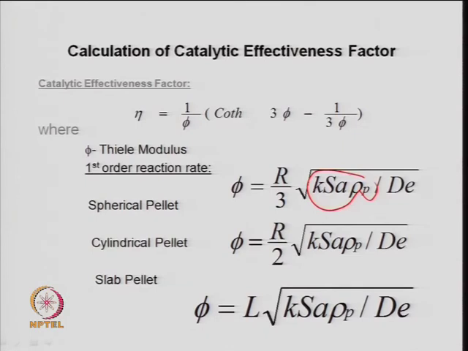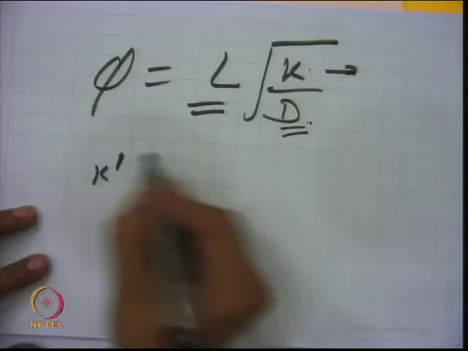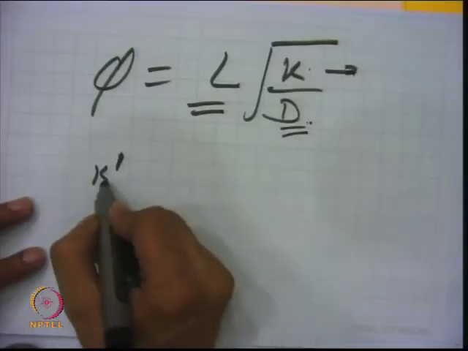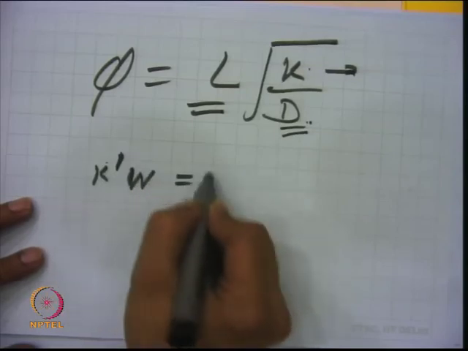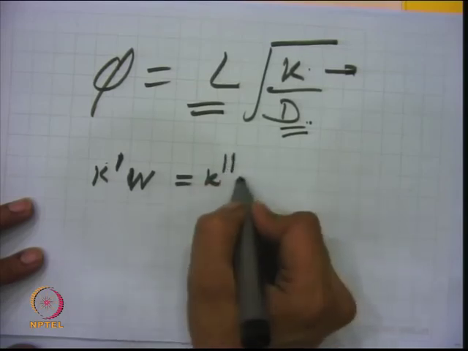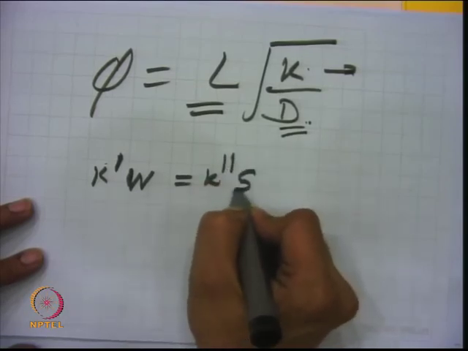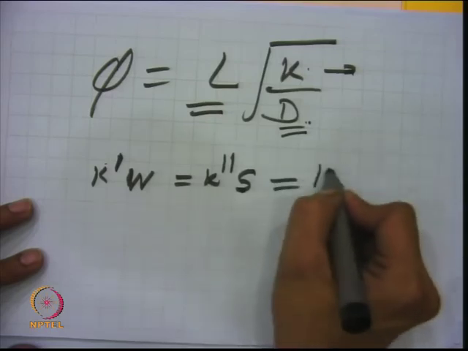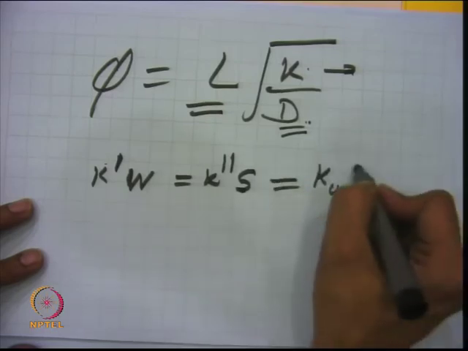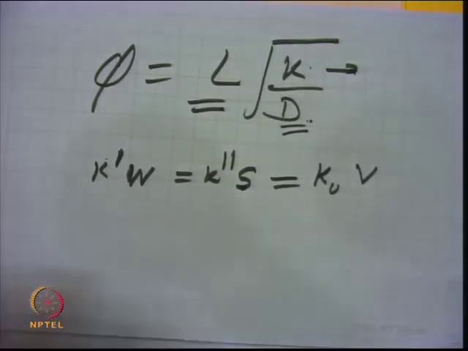So, depending upon what I discussed earlier, k dash, and k double dash, that is multiplied by the mass of the catalyst, will be equal to k double dash multiplied by the surface area of the catalyst, not the BET, the total surface area I am saying, and that will be equal to k volumetric times the volume of the catalyst. And now very easily one can write.